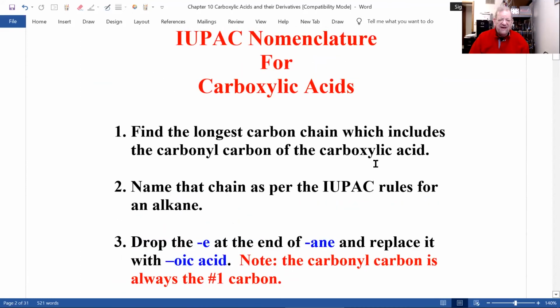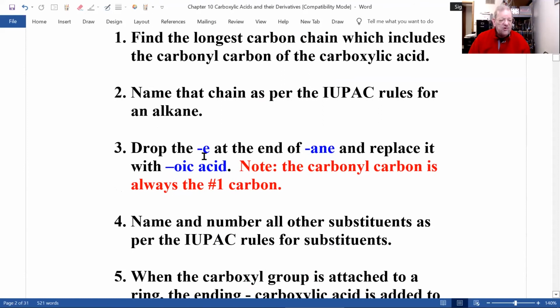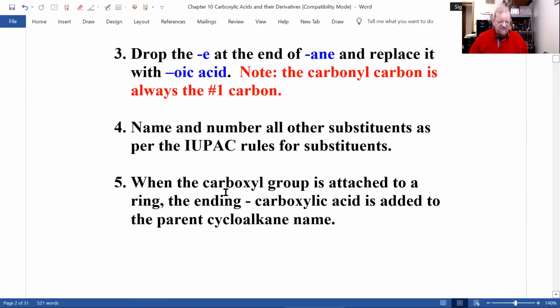Now, how do you name a carboxylic acid? Well, you find the longest chain, which includes the carbonyl carbon of the carboxylic acid. You name that as an alkane per IUPAC rules you learned, and then you drop the E at the end of the name of the alkane and replace it with the letters OIC and the word acid. Now, the carbonyl carbon, just like an aldehyde, is always carbon 1, therefore we won't put that number there. You number and name the other substituents as we've already done.